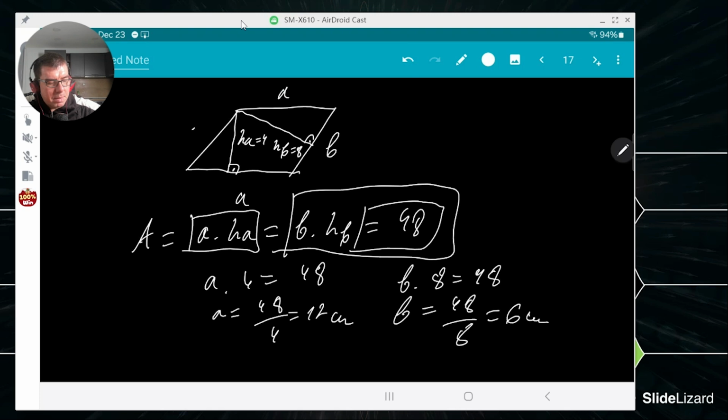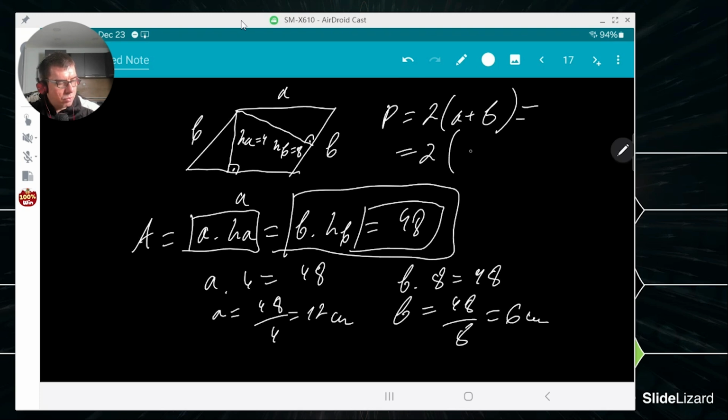And the parallelogram has opposite sides of equal length. So the perimeter is like the perimeter of the rectangle, 2 times A plus B, which is 2 times 12 plus 6, which is 2 times 18, which is 36 centimeters, and that's the answer.